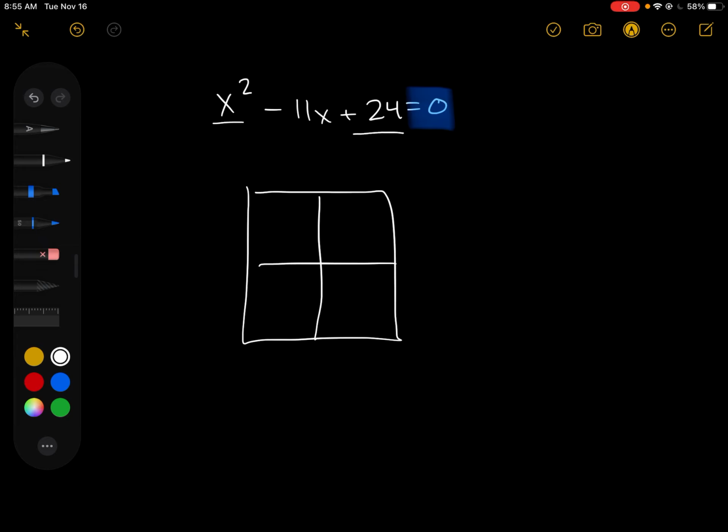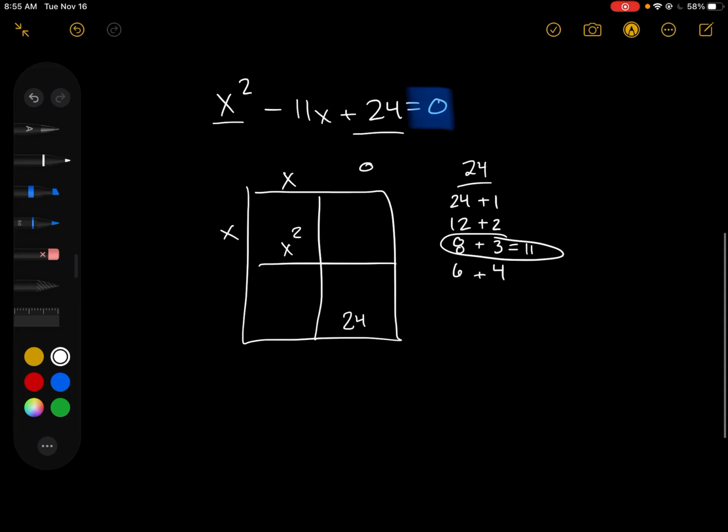So remember, we know our first, we know our last. Take your last term, list out all the things you can think of that when you multiply, equal it. Our sign is plus, so we're going to be adding. And it looks like 8 plus 3 is 11. So our edges here are going to be 8 and 3. We have to make sure we have a positive 24, but our middle term is negative. So last term is positive, middle term is negative, means both 8 and 3 have to be negative.